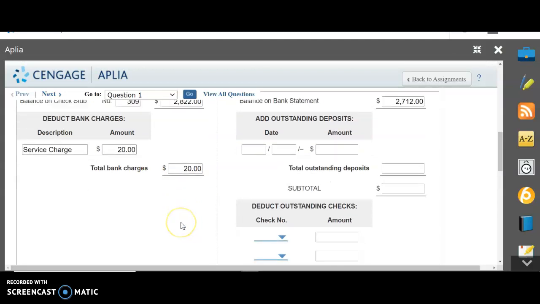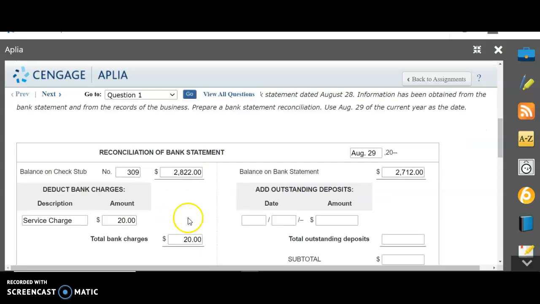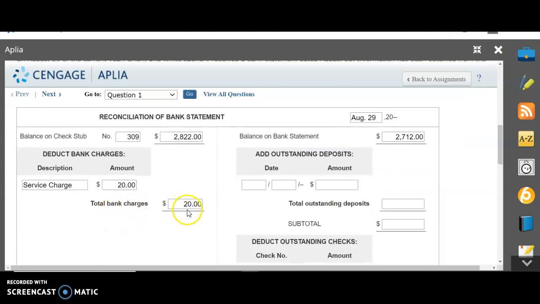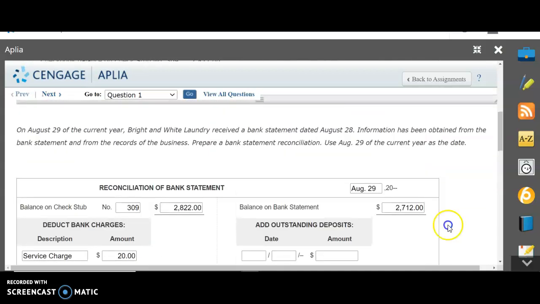And then to continue on the left side, because we had a balance of $28.22, we have a service charge we have to subtract. So we have to subtract that from the amount above it. So our new adjusted checkbook balance is $28.02 after we subtract that $20. So that's the number we're shooting for to match on the right hand side.